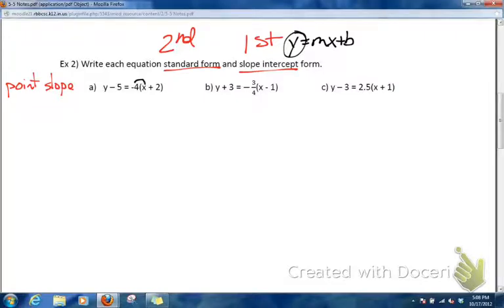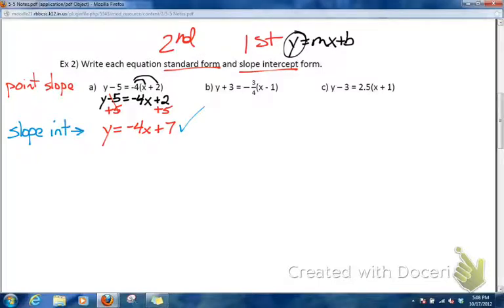So down here in example A, I'm going to first distribute my negative 4. So y minus 5 equals negative 4x plus 2. And then you should add 5 to both sides. So we have y equals negative 4x plus 7. And there you go. We'll give this a little blue check mark. That's slope-intercept form. And that right there is half of what they wanted.